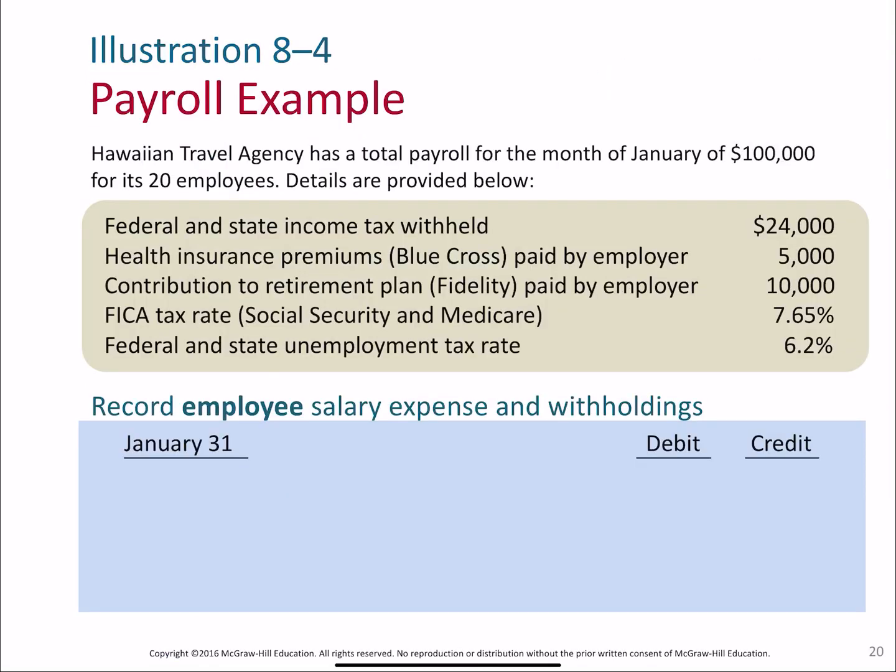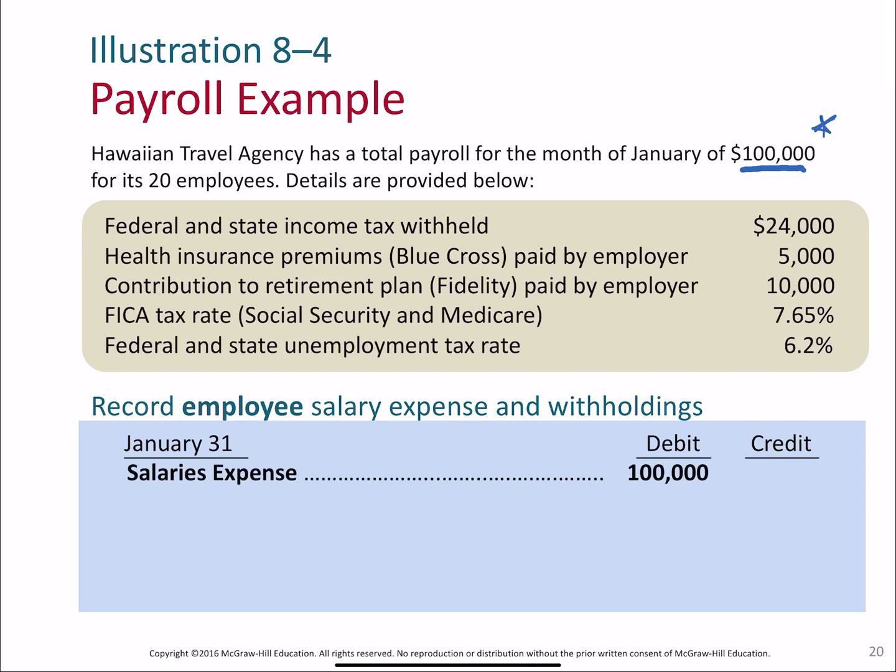Okay, so let's go through an example of the journal entries. And you can think of these journal entries in sets, right? Because you've got the act of paying your employees, and you've got the act of the other additional expenses you may have just for the sheer fact you have employees. All right, so in this case, let's go ahead and record salary expense and withholdings where we've got payroll of $100,000 for 20 employees.